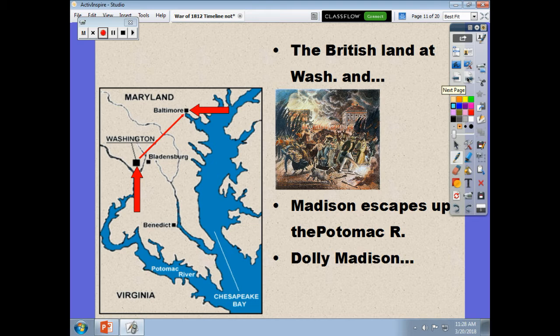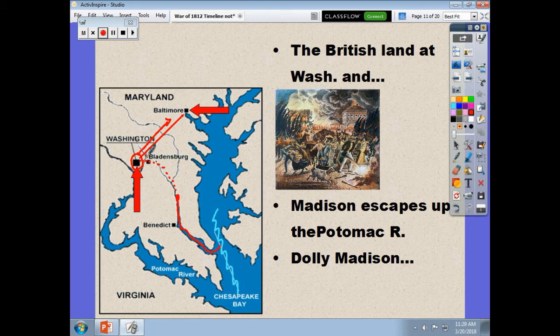So when the British approach Washington, D.C., this is Chesapeake Bay here, they're going to approach in a rather unusual way. They're going to move up this little branch of the Chesapeake Bay. They're going to land and march their men upon Washington, D.C. There's a small battle that takes place at Bladensburg before they actually get to Washington, D.C. After they take care of Washington, D.C., the goal is then to move on Baltimore. And you can see the red arrow here. Okay? And that's going to be important in just a little bit.